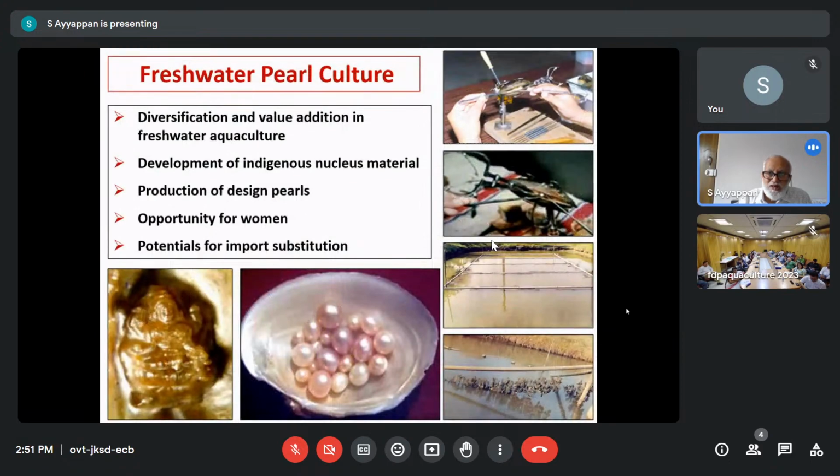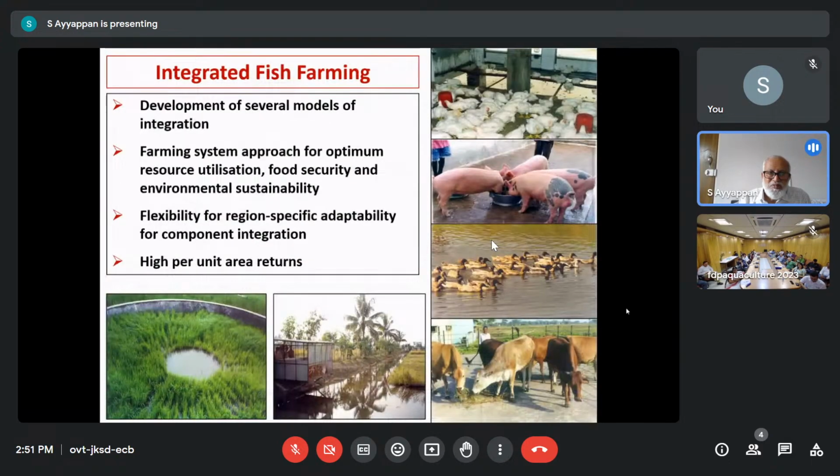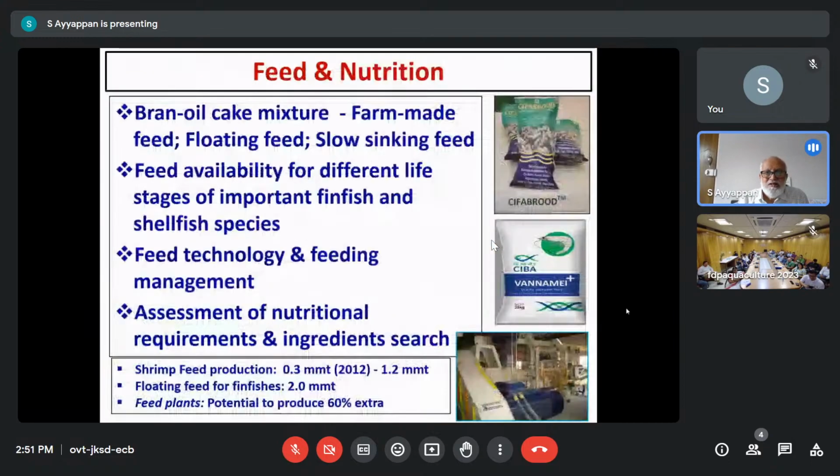The pearl farming in freshwater, the integrated farming is the way forward. Everybody is agreeing to it, whether it's crop or the horticulture or the aquaculture all together. And then also the feed and nutrition, an important component. We used to have the traditional bran oil mixture, but today you ask for a feed, whether it's sinking or the floating, at very competitive costs are available, not only for shrimp but also for the finfish.